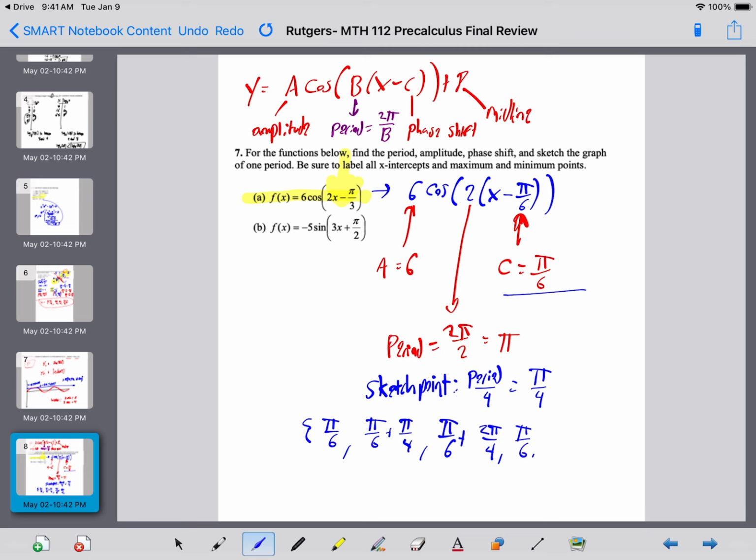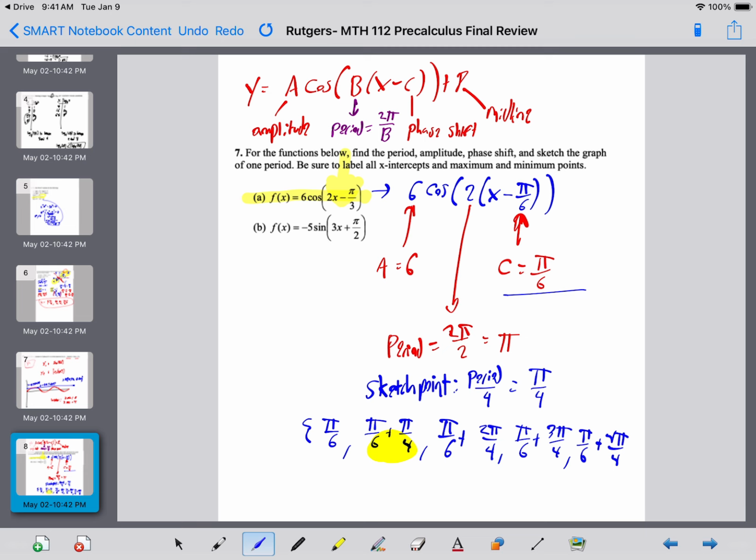Pi over 6 plus another pi over 4, right? 1, 2, 3, 4, 5, yeah. Okay? So if you wanted a common denominator, the least common multiple between 6 and 4 is actually 12.